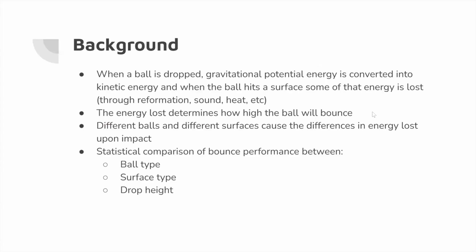This is our table of contents. As background, when a ball is dropped, the gravitational potential energy is converted into kinetic energy. When the ball hits a surface, some of that energy is lost, causing the ball to bounce at a lower height than when it was dropped. For our project, we decided to compare the bounce height based on ball type, surface type, and drop height.